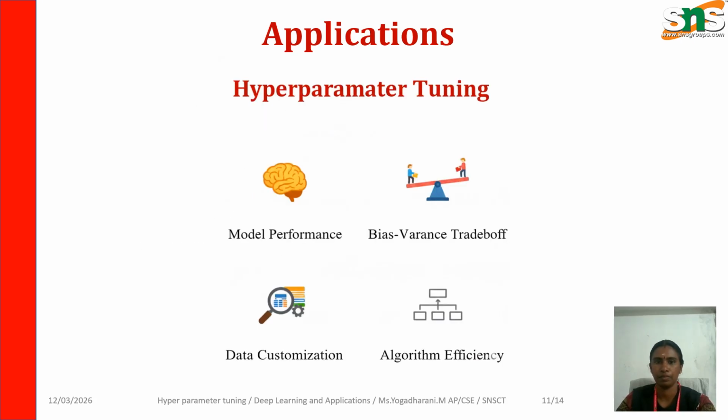Applications of hyperparameter tuning are mainly in image recognition, NLP, that is natural language processing, and speech systems. It is essential for all AI systems, like face unlock in 4G or 5G phones, voice assistants like Alexa and Siri, and chatbots, which are widely used nowadays.